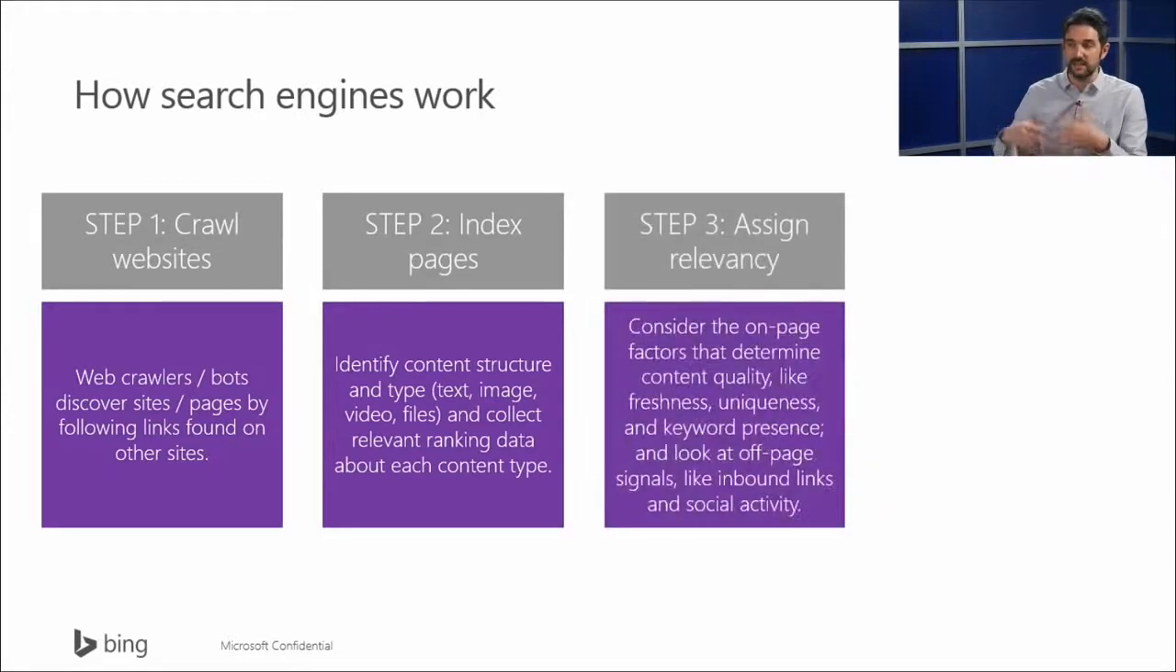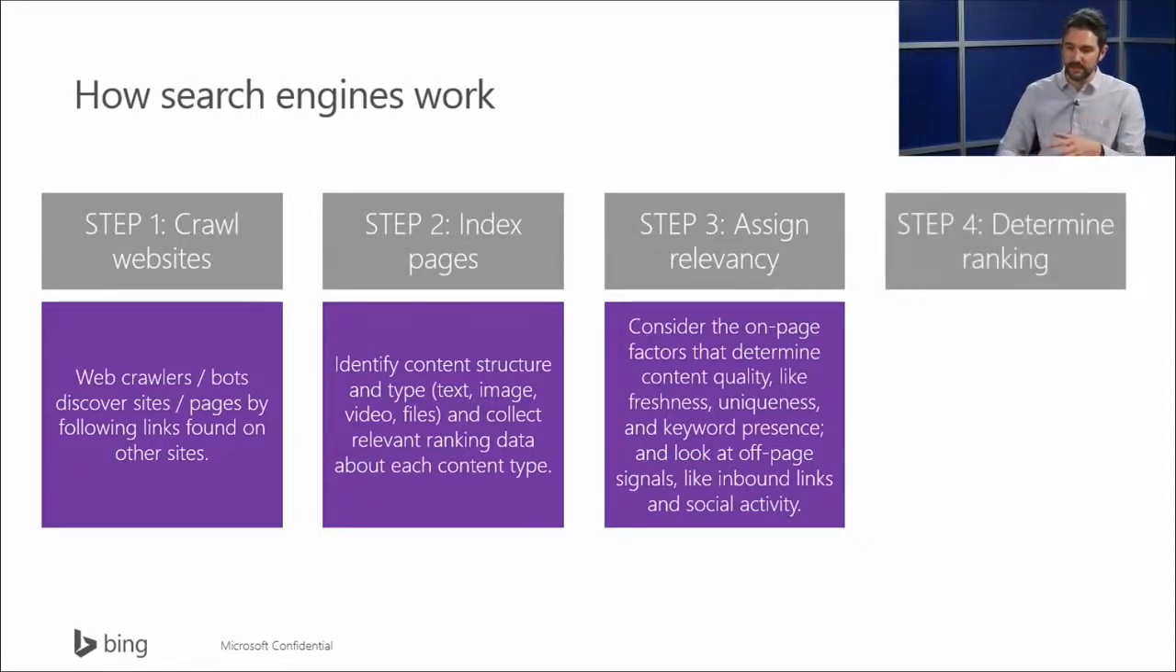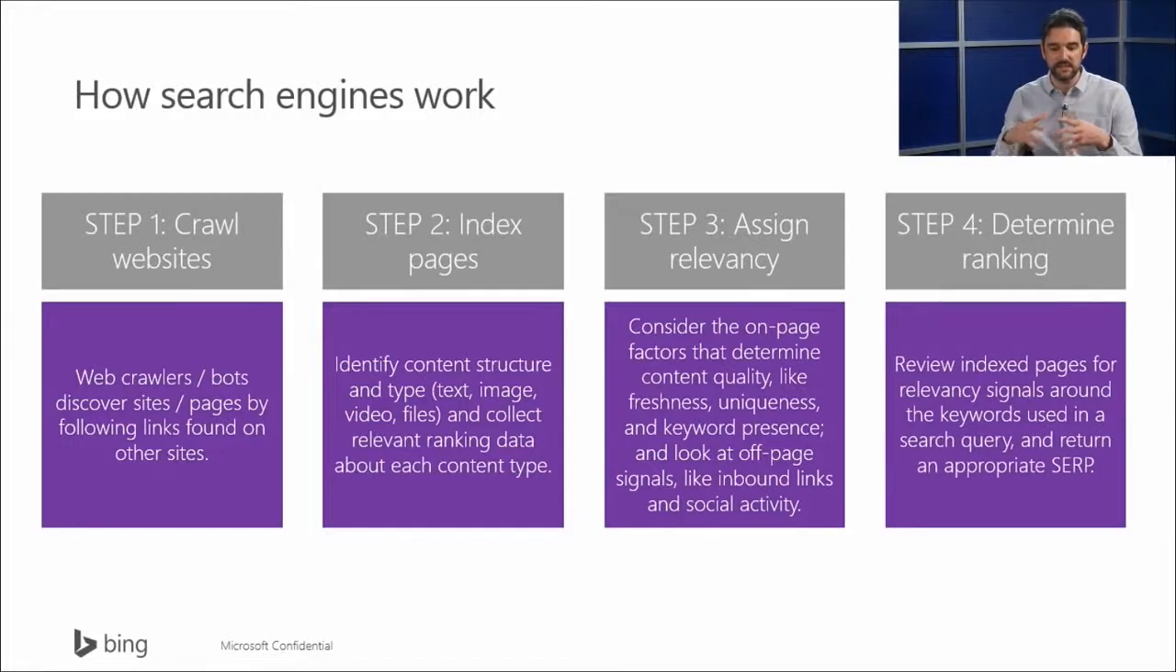So again, it's going through its index of pages and it's going to assign relevancy. It's going to say, based on things like how high quality is that content, how fresh is that content, is there a lot of particular new blog information that's been written recently? And it's going to go ahead and say, okay, this seems like the most relevant page. Let's go ahead and serve that back to the user. And then the final step is determining the ranking.